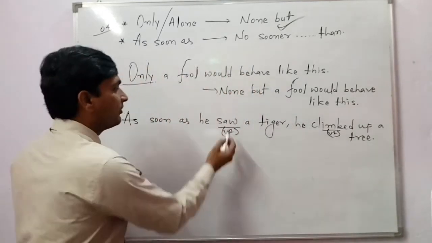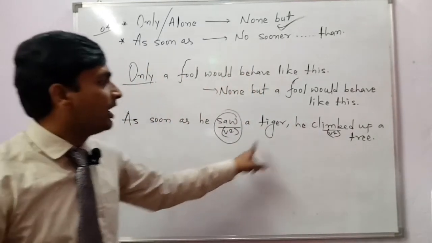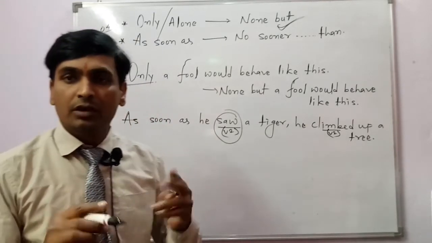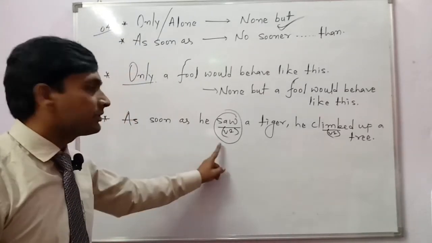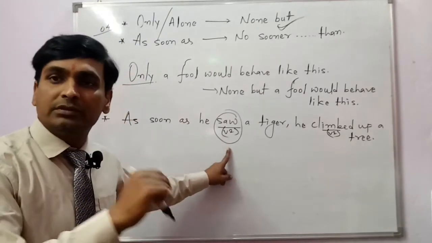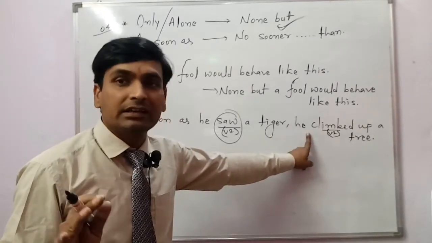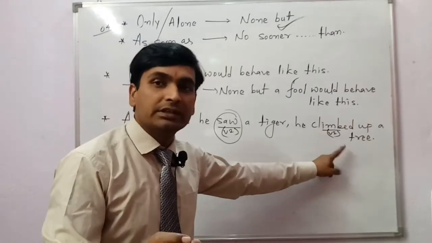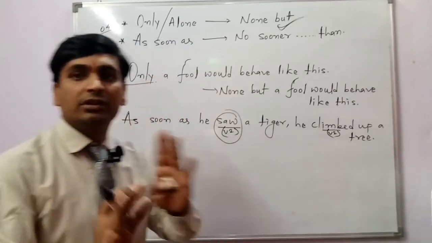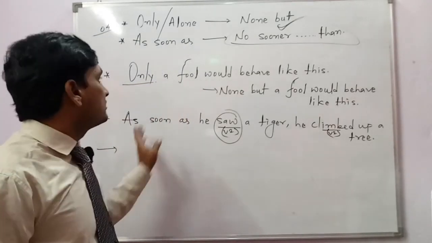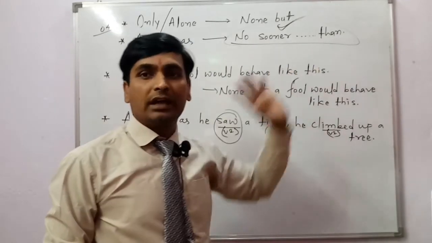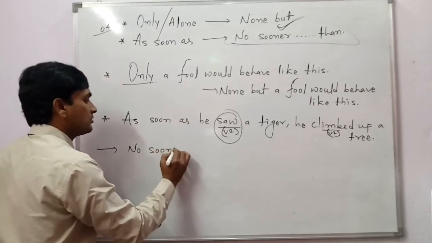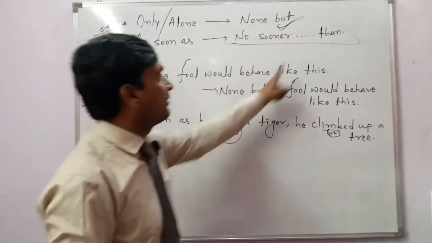But remember, only in the first sentence the second form you have to change, and the second part of the sentence will remain the same. Right? What I want to make you understand, that in the first sentence there is second form of the verb that you have to change. But in the second sentence, once again you will get the second form that you do not have to change. It will be written the very same as it is, right? Let's change it. So as soon as will be changed with the help of no sooner than, right? So I write here no sooner.